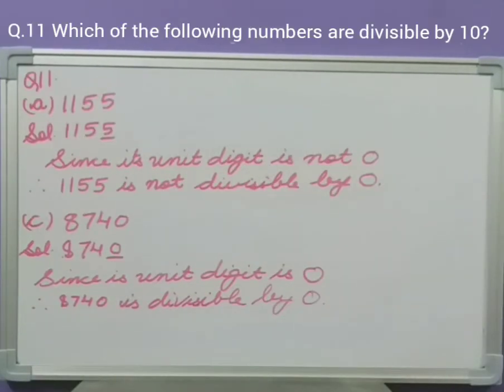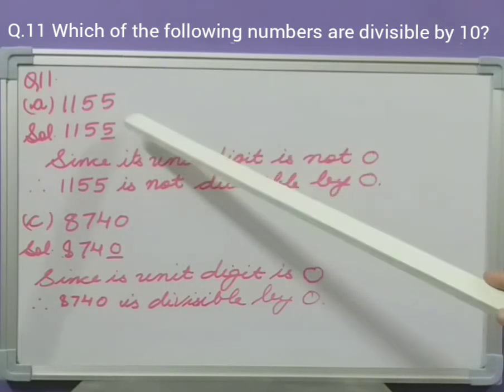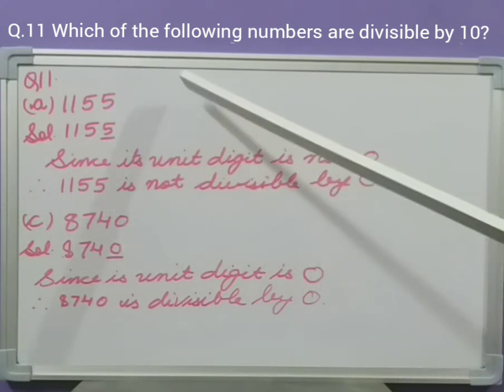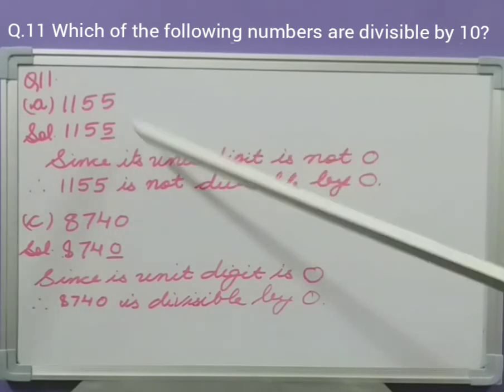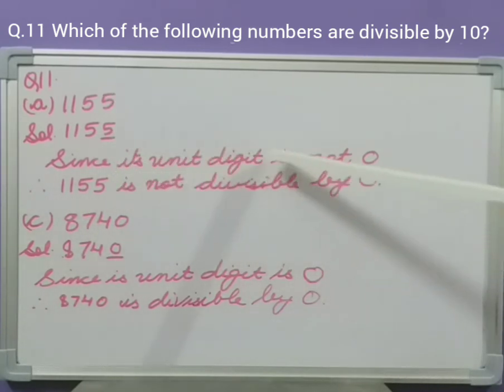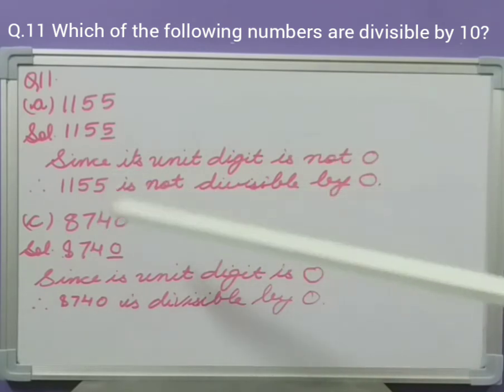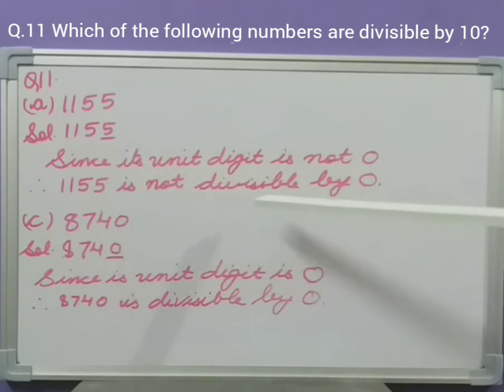11. Which of the following is divisible by 10? Now, the condition for divisibility by 10 is that the unit digit, the ones place, should be 0. Now, A, 1155. Here the unit digit is not 0. That means it is not divisible by 10. It should be 0. Since its unit digit is not 0, therefore 1155 is not divisible by 10.